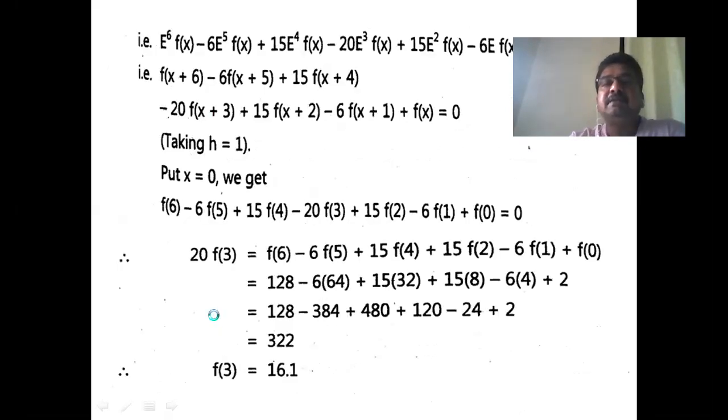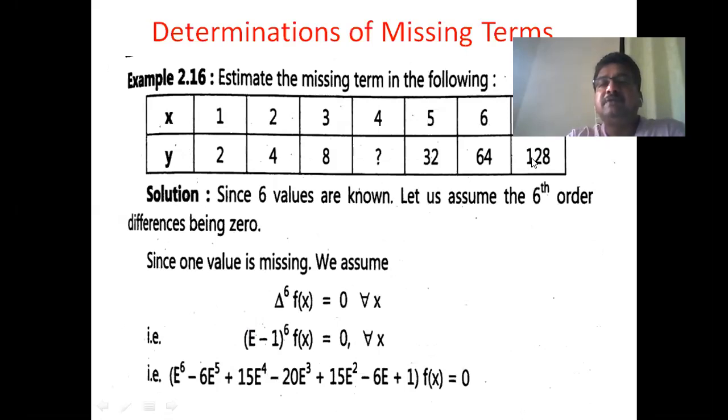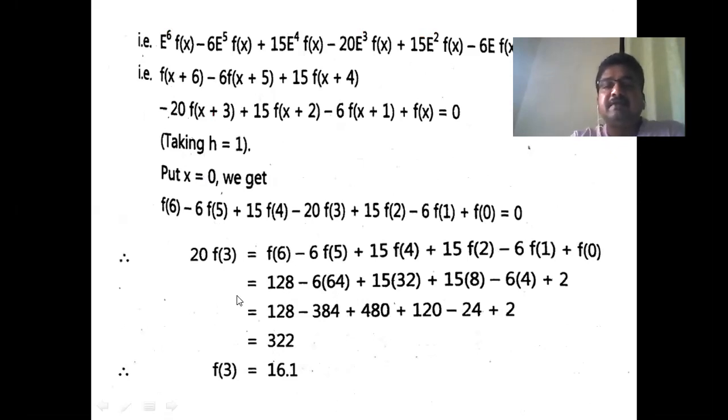What is f of 7? F of 7 is 128, f of 6 is 64, f of 5 is 32, and we have to find f of 4. So keep f of 4 as it is. Then write f of 3, f of 2, f of 1. Substitute all the values and calculate.